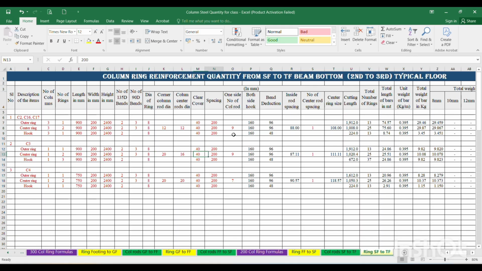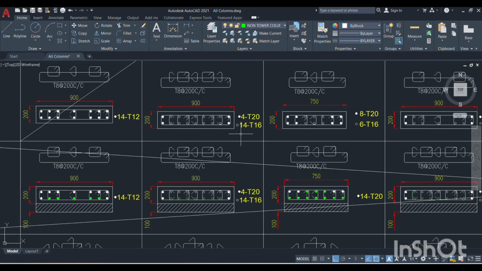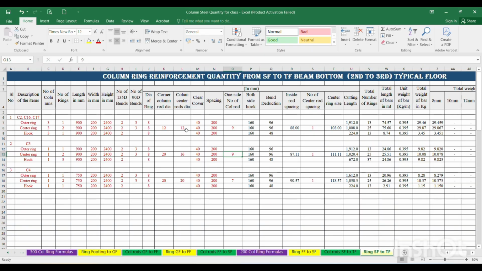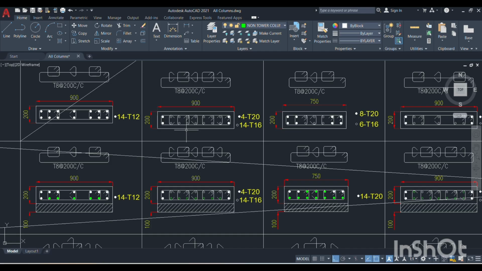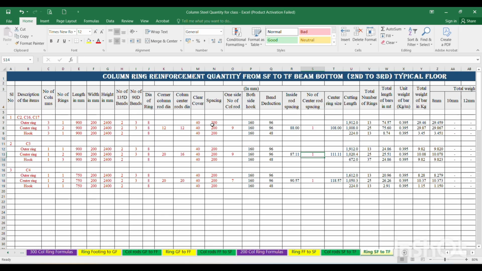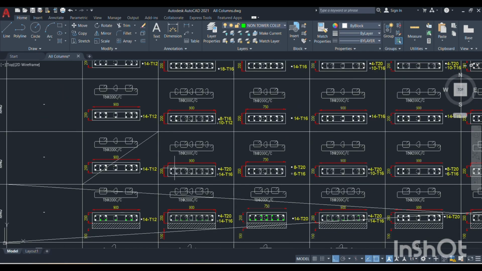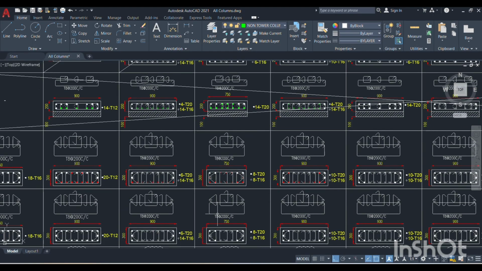Cover same, spacing same, and number of column rods one side, how many are there? 14 plus 4, 18. So half is 9. 9 rods are there. Then same, and number of center rod spacing, same number of center rod spacing in the center hook. So only two rods are there, then that is one spacing. So that is finished. Though C3 is over, just cross this C3, put the cross mark.